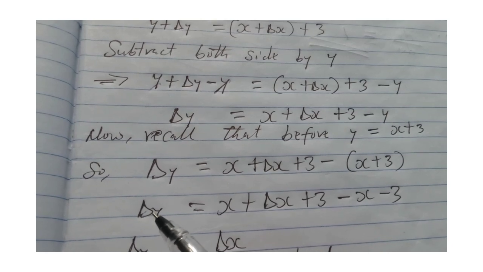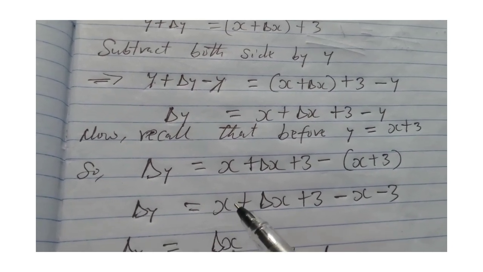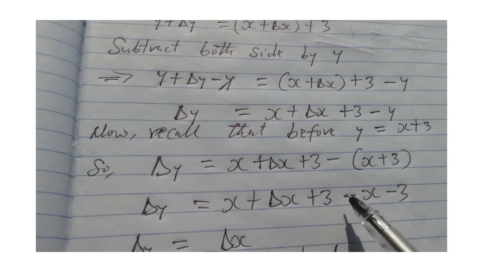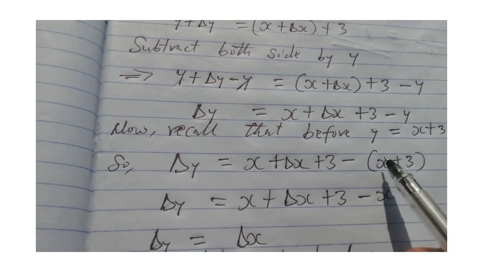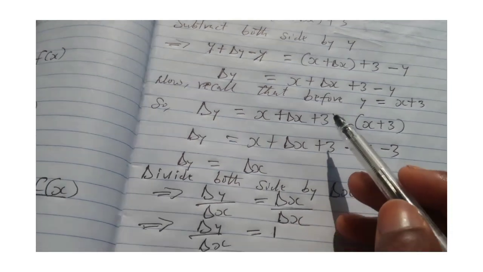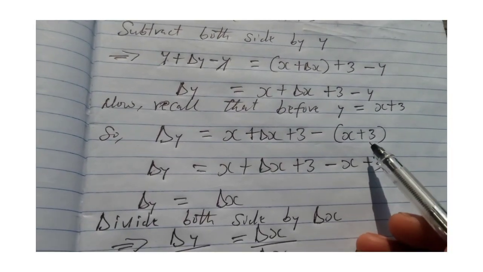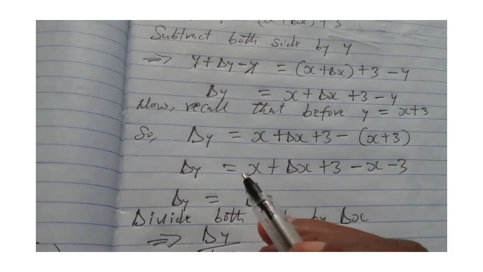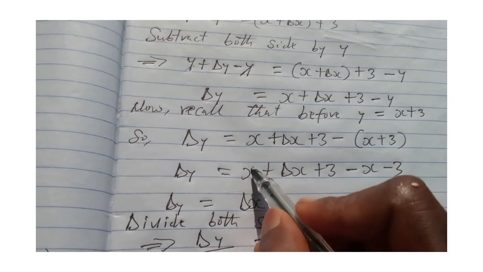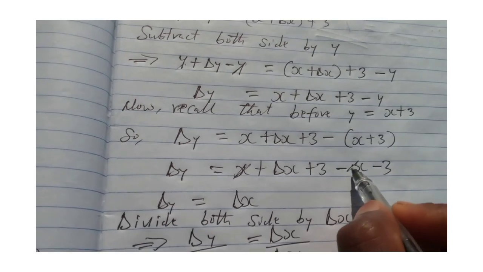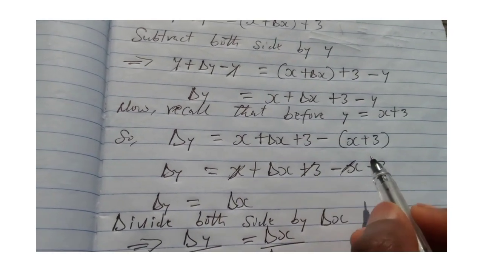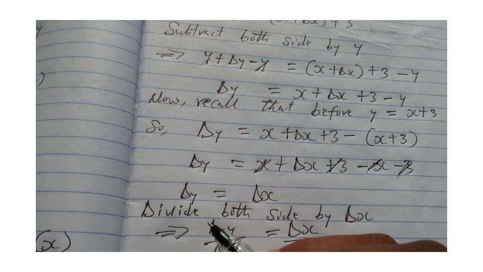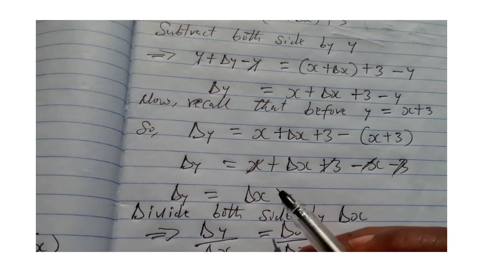Now our dy equals x plus dx plus 3 minus, now we expand this: minus times x gives us minus x, minus times plus 3 gives us minus 3. Now we know that this x here, we cancel with minus x, and this 3 here, we cancel with minus 3. So we are left with what? The dx on our right hand side. So our dy becomes equal to dx.